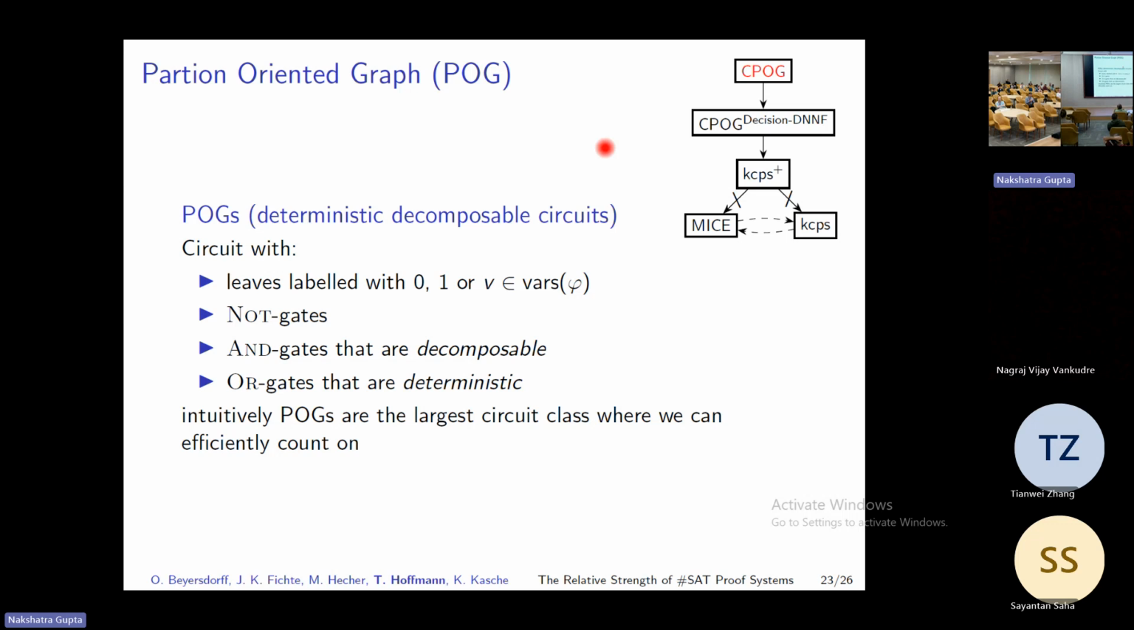So it's a circuit where the leaves are 0, 1, or variables. And we have the AND gates that are decomposable, and OR gates that are deterministic, as in DNNFs. But now the new thing is we also have these NOT gates. And intuitively, this is somehow the largest class where we can still count efficiently.